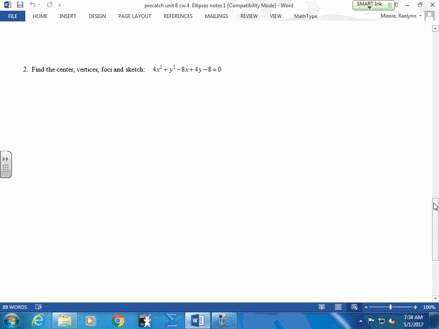So could this be a circle? No. Why, Bob? Your coefficients are different. Everything's on one side right now, but your coefficients are different. So if it's not a circle, it's an ellipse. That's what makes one side longer than the other.